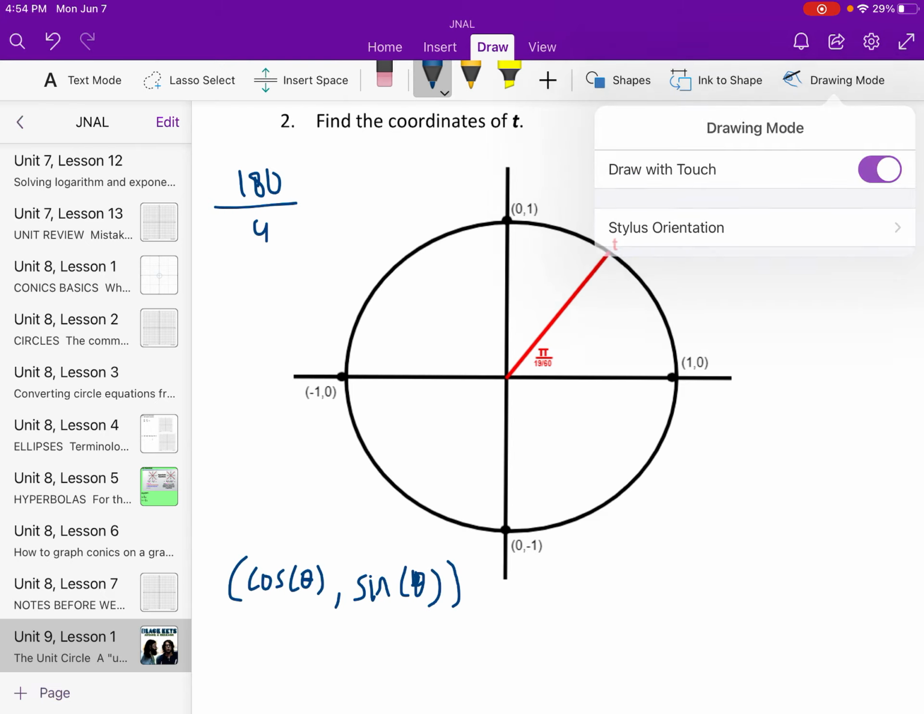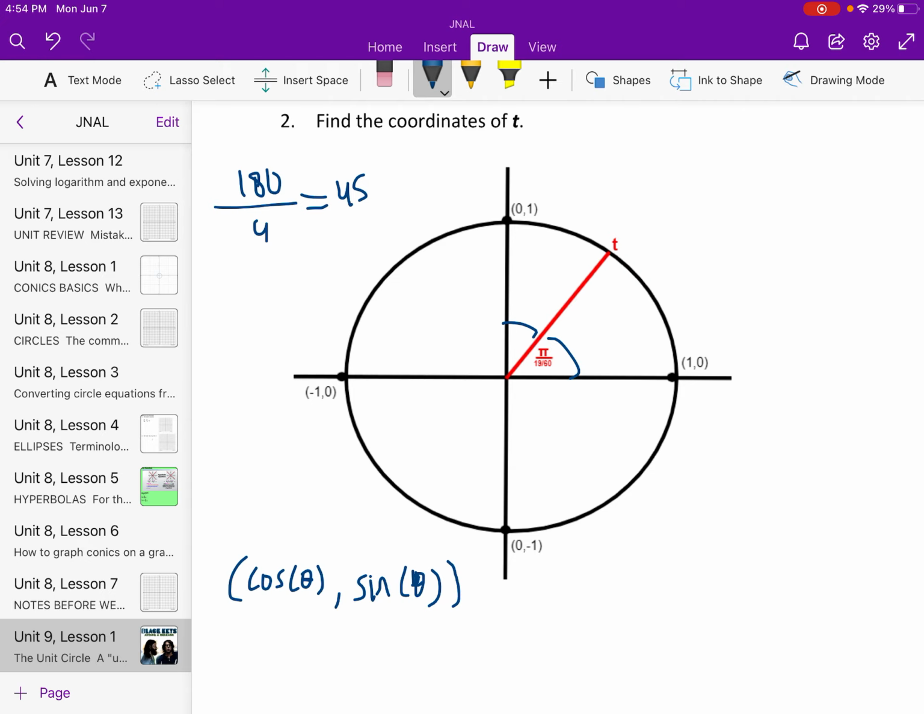180 divided by 4 is 45. So, really that would mean that these two angle measures are equal because we know the full thing's 90. So now that we know that, all we have to do is replace the thetas with 45, because that's what our angle measure is. So, now let's do that. Cosine of 45 is approximately 0.7.